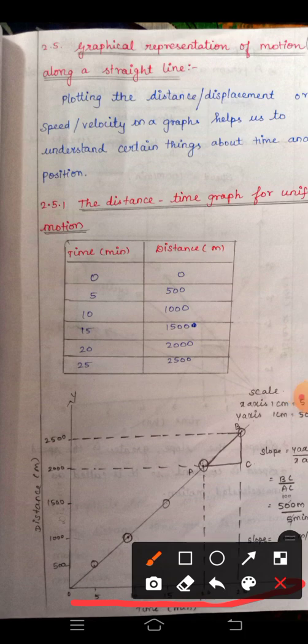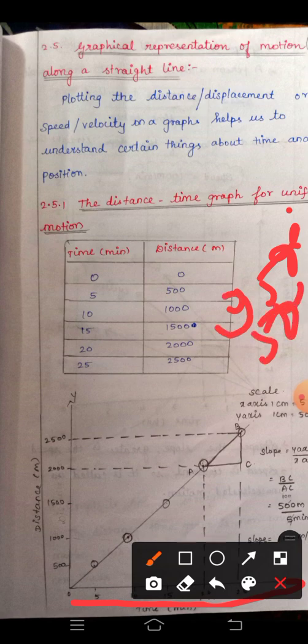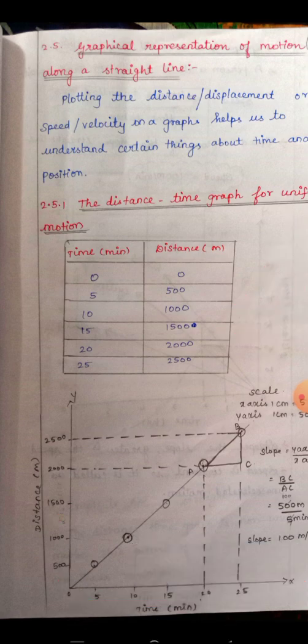Next is distance. Distance is increasing by 500, 500. So see here, the distance of 1000 minus 500 is 500. 1500 minus 1000 is 500. So we are marking 500, 1000, 1500, 2000 and 2500. Now we are going to plot the points.